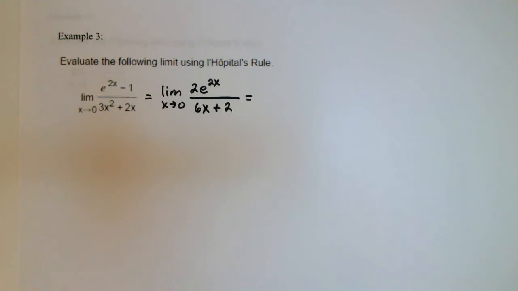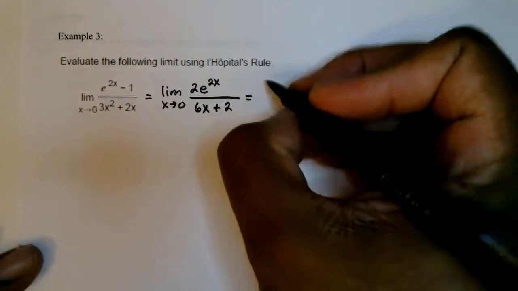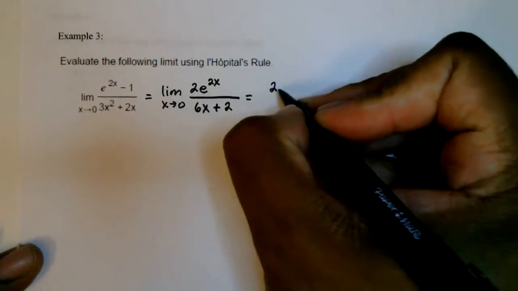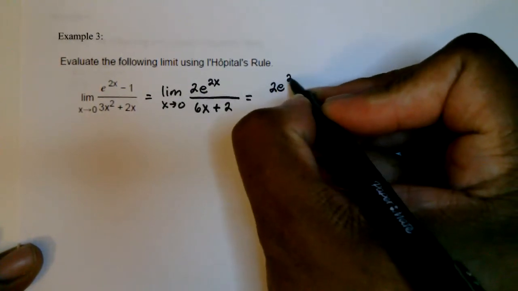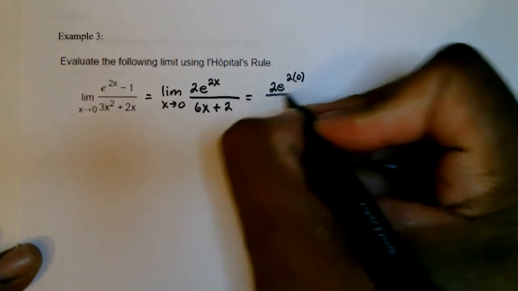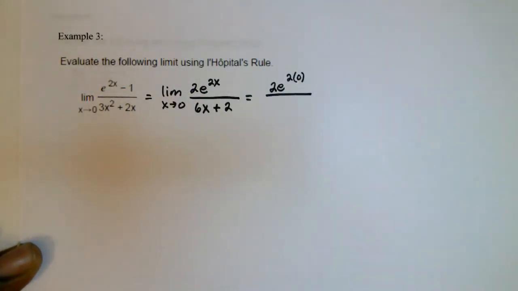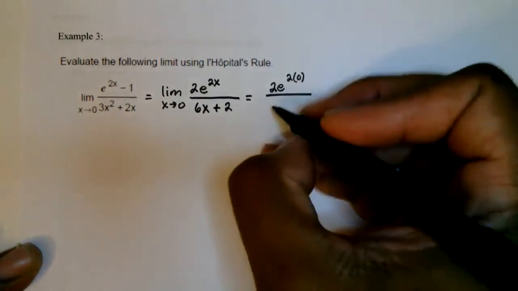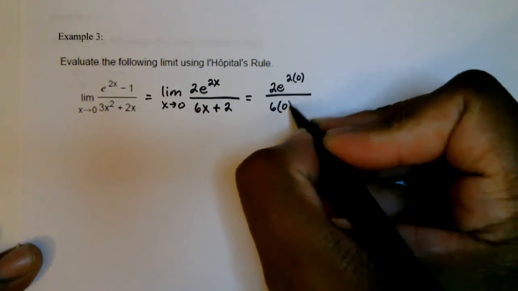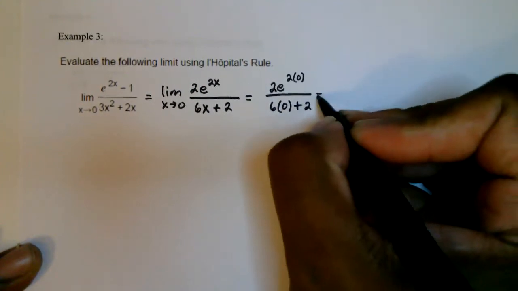Now I'm not going to get a 0 in the denominator, and I'm not going to get the indeterminate form, so I can apply direct substitution. So here I'm just going to substitute each x with 0. So I got 2 times e to the 2 times 0, divided by 6 times 0, plus 2.